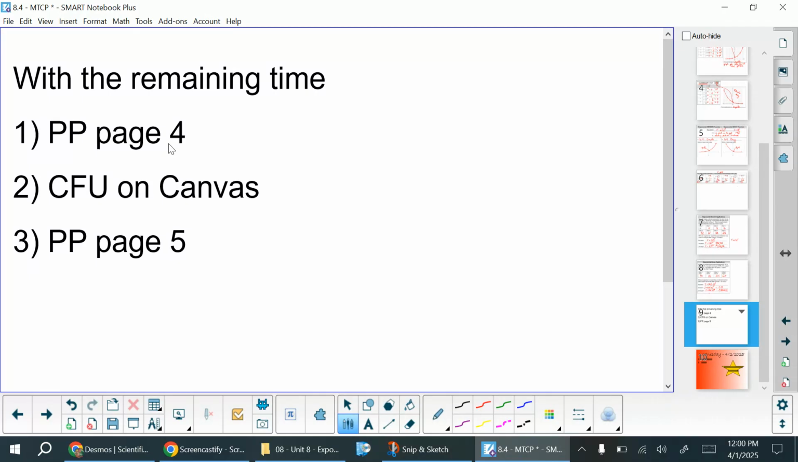And then when you're done with the CFU, probably no one's getting done with that CFU today, but then you go back and do page 5 on the proficiency practice. You don't need to do page 5 until you are done with everything else because it's got some of the more advanced questions. If you can do page 4, you've got the basics of this.